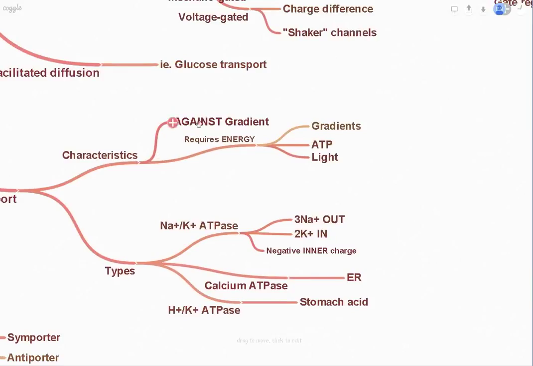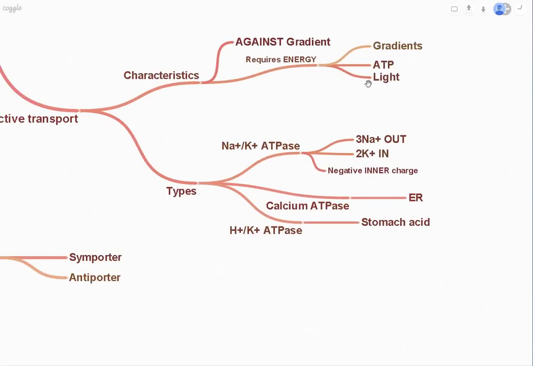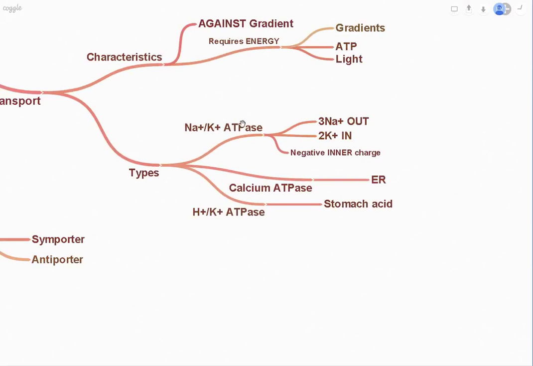Active transport characteristics: they go against the gradient and they require energy. If it doesn't have those 2 components, forget about it. It's just passive. Light, ATP, gradients, those are the energy sources. The types, these are the major types that you're going to run across. The potassium, sodium pump, 3 Na out, 2 K in, and negative inner charge.